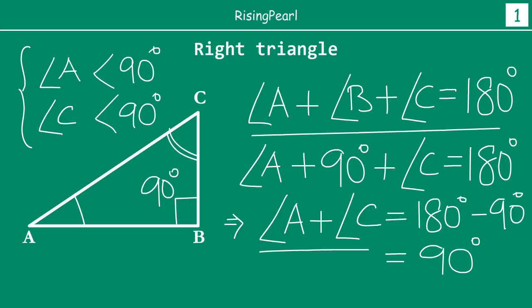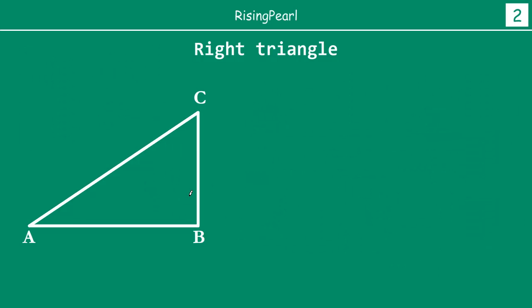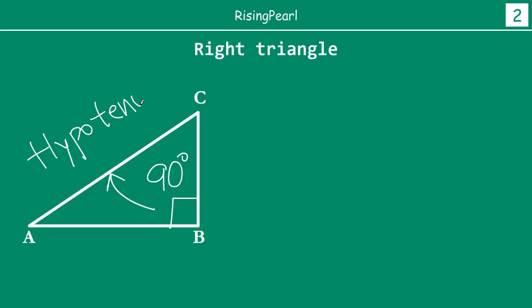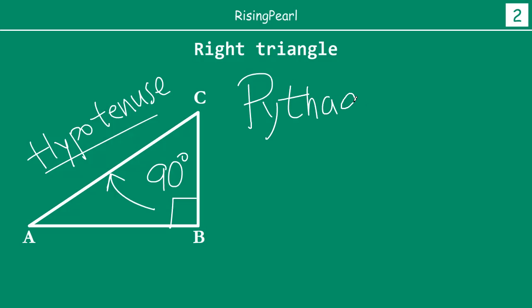One other thing about the right triangle, friends, is we learned that if angle B is 90 degrees, then the side which is opposite to angle B is called hypotenuse. This is hypotenuse, and there is a very famous theorem about hypotenuse and the other two sides called Pythagoras theorem. So we have seen what is a Pythagoras theorem. I hope I have spelled it correctly.